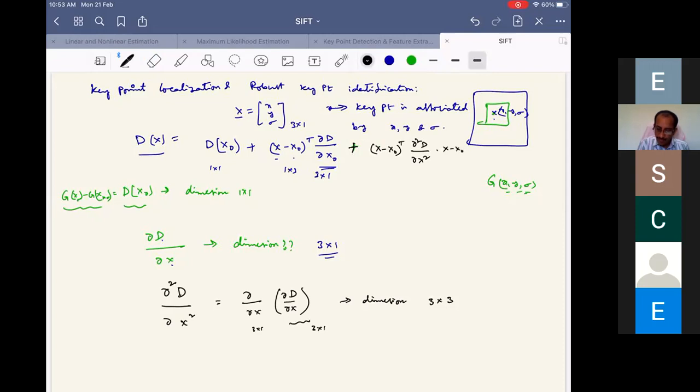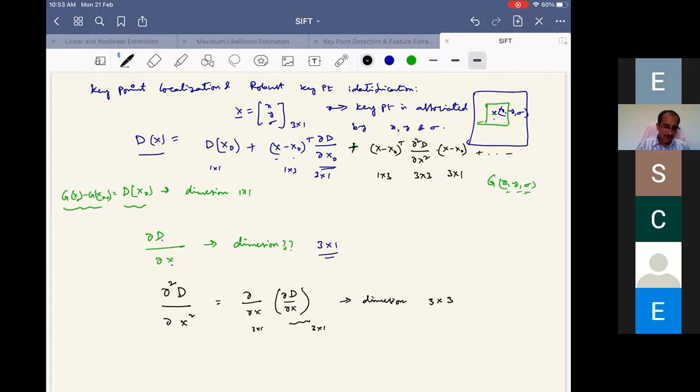X minus x naught. So this is 3 cross 3, this 3 cross 1, and then 1 cross 3. Overall, it is 1 cross 1, and so on, with all the other higher order terms.